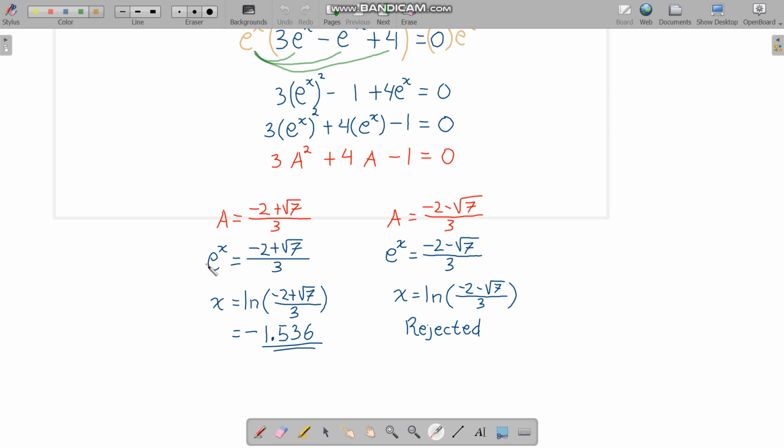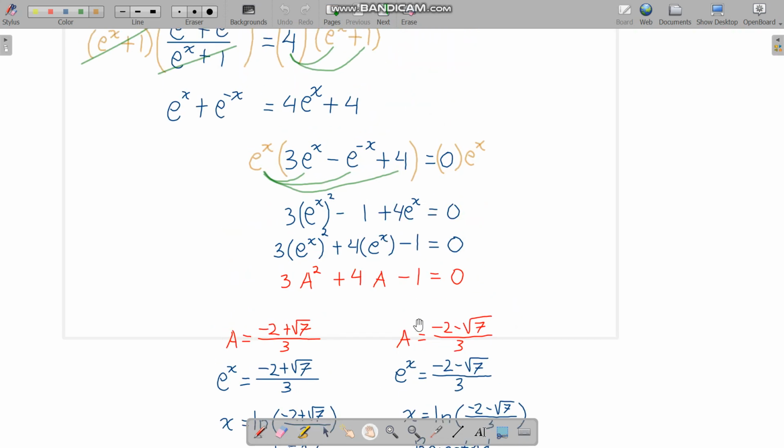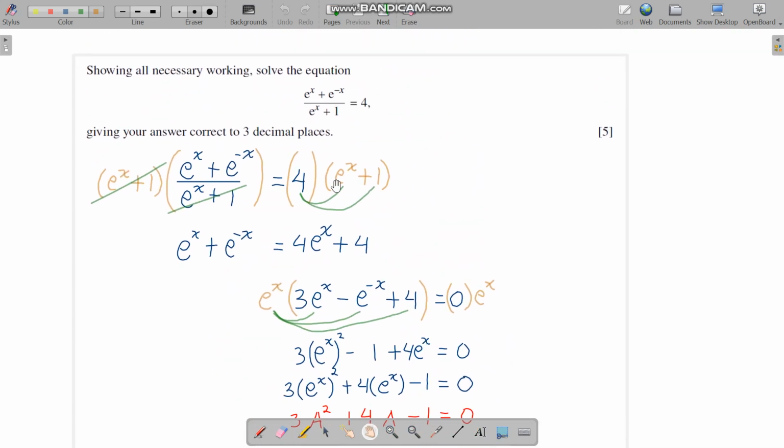and we can just ln both sides. We get only x on the left. On the right we have ln all of this. If we use a calculator, this is 1.536 in 3 decimal places. Just like in the instruction, it says you have to use 3 decimal places.